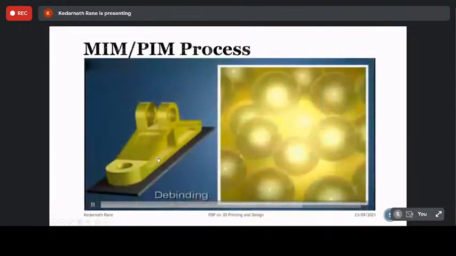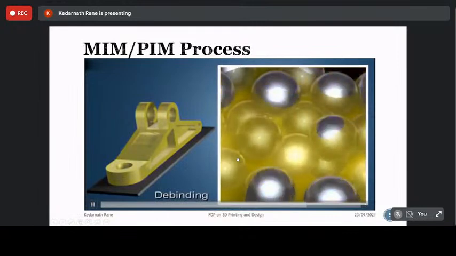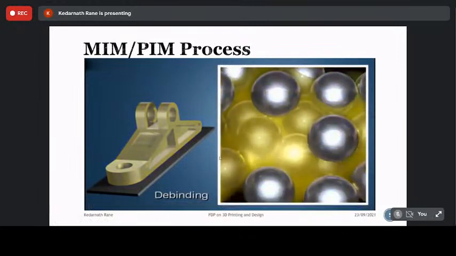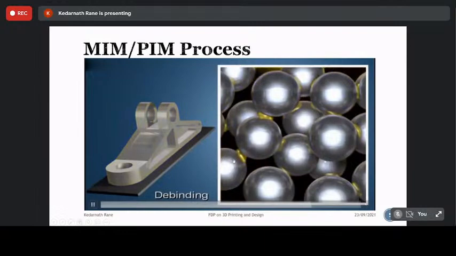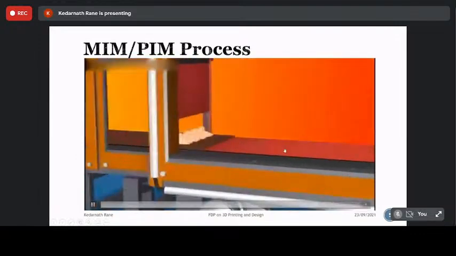So they are showing a kind of powder bed, a pusher bed type of furnace. During the debinding, non-metallic constituents are removed. Some of them are still there, but again they are vaporized during the sintering process.